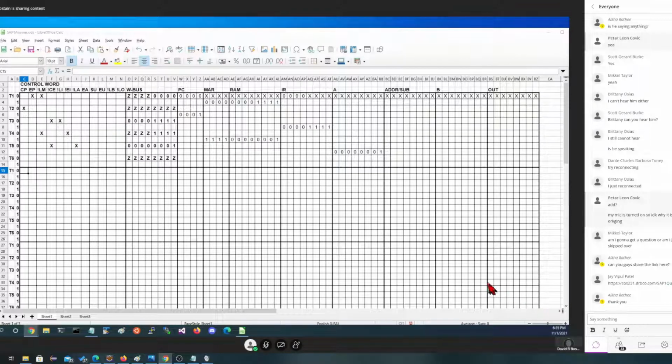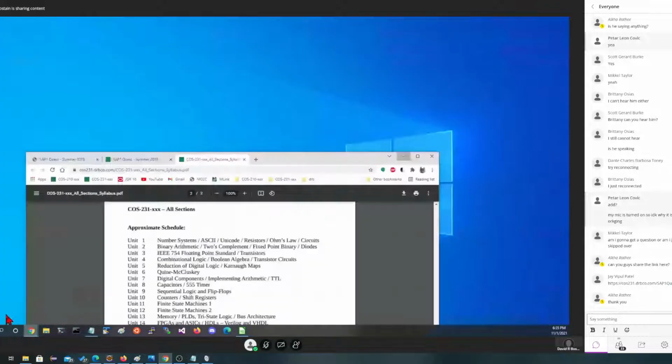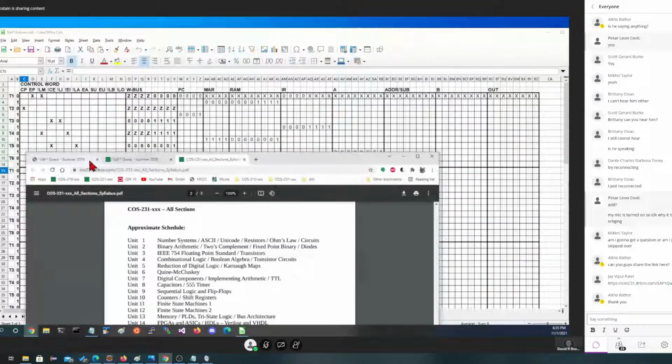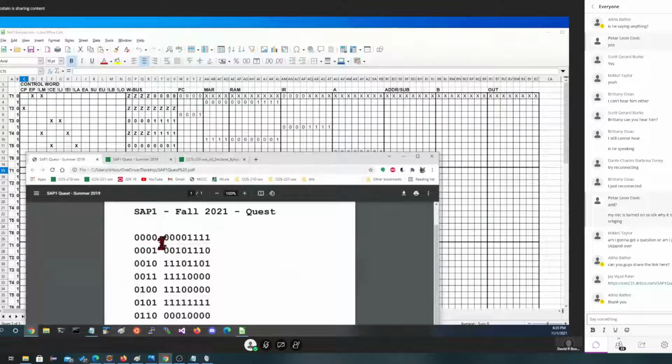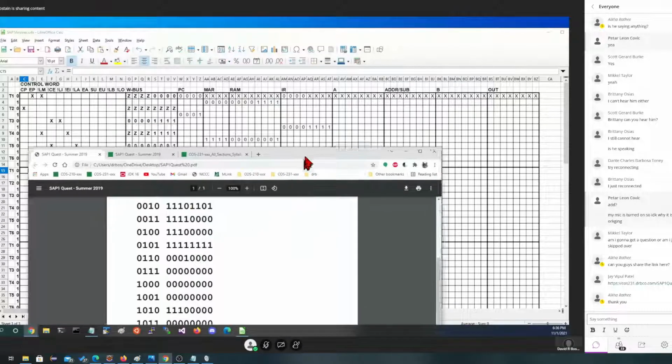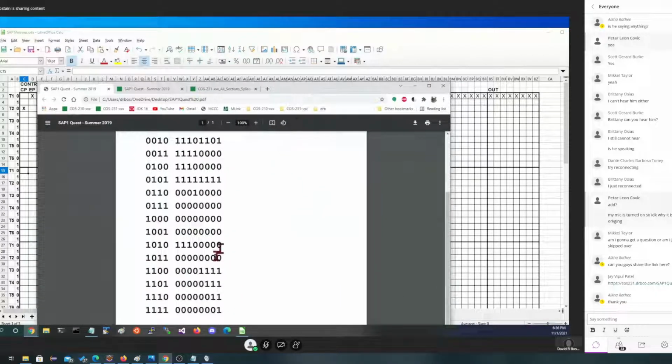Okay, let's move on to the second instruction. As I recall, the second instruction is a subtract. We're going to subtract whatever number is located at 14 here. And 14 has the number 3, as I recall. Sure does. Okay.